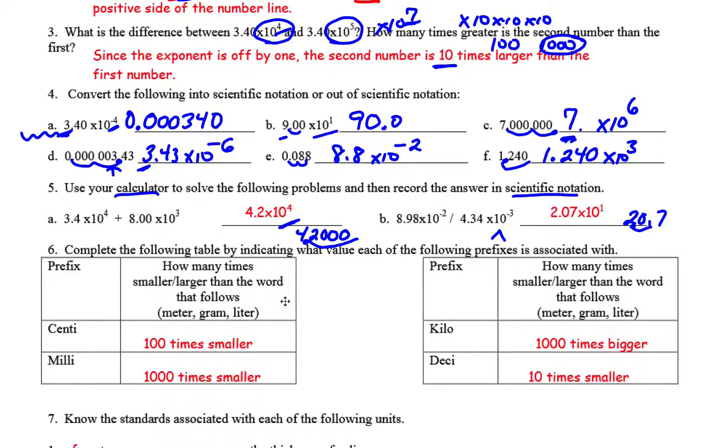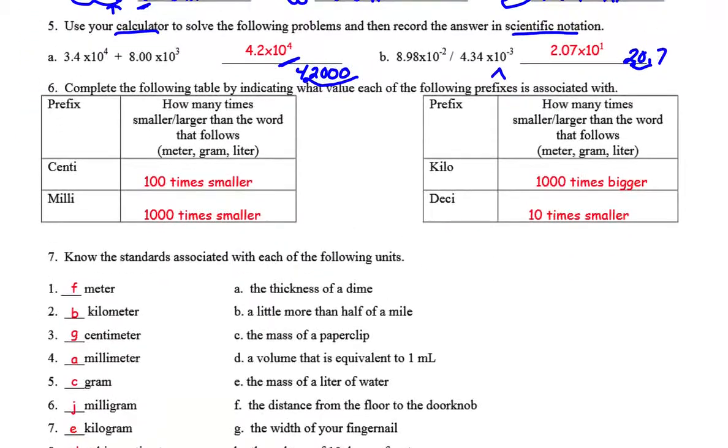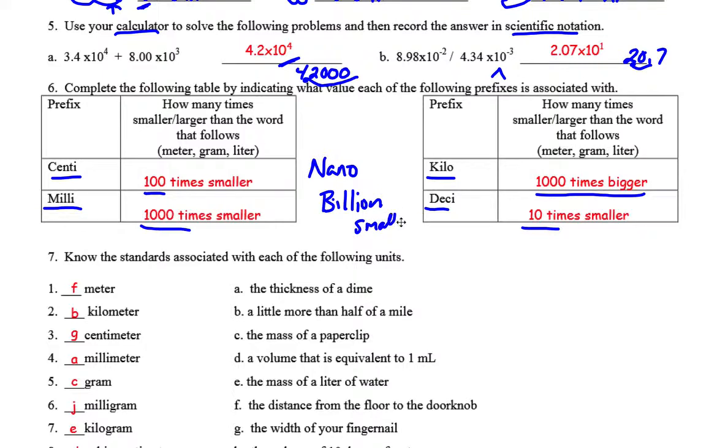All right, real quick, you should know prefixes and what they mean. We took a lot out, so you don't have many to remember, but these are the basic ones that we use quite a bit. Centi is 100 times smaller. Milli is 1,000 times smaller. Kilo is 1,000 times bigger, like a kilometer is 1,000 meters. And deci is 10 times smaller. You should also know nano. Nano is 1 billion times smaller. So if I'm talking about a nanometer, and here's my meter, I actually divide these into 1 billion parts, and each one of those is a nanometer.